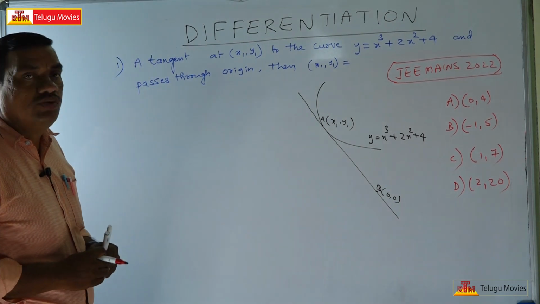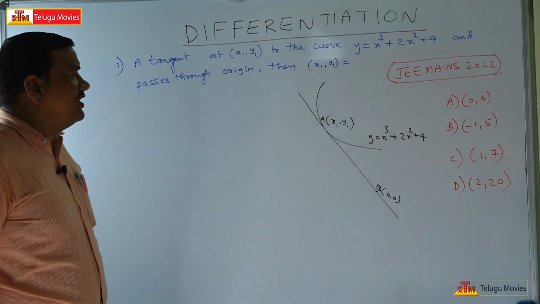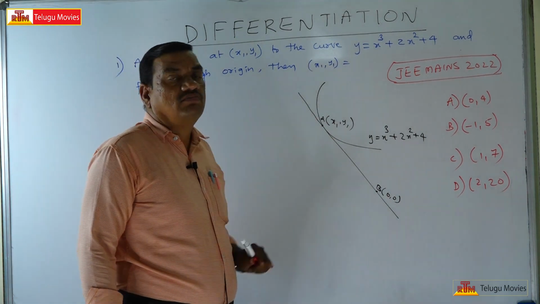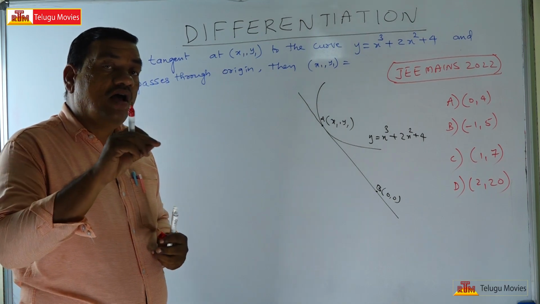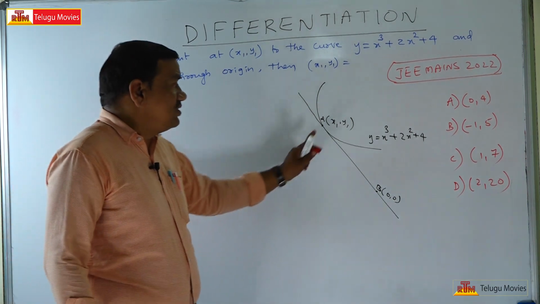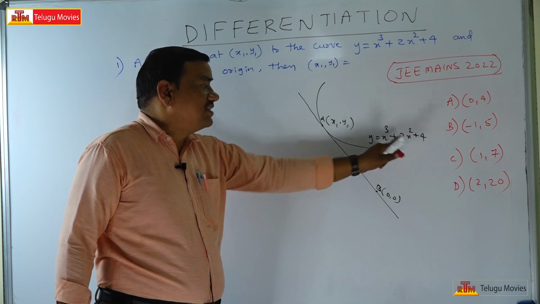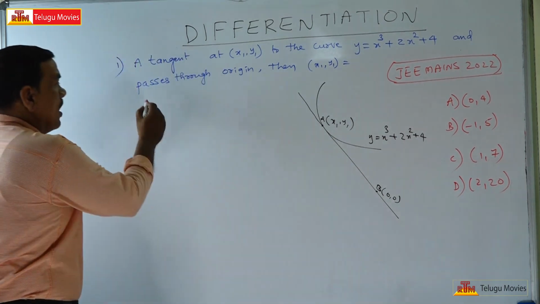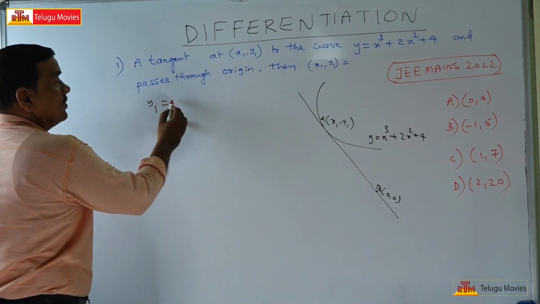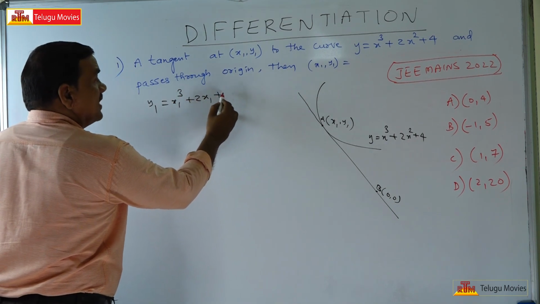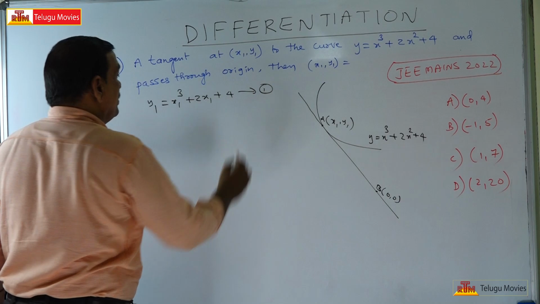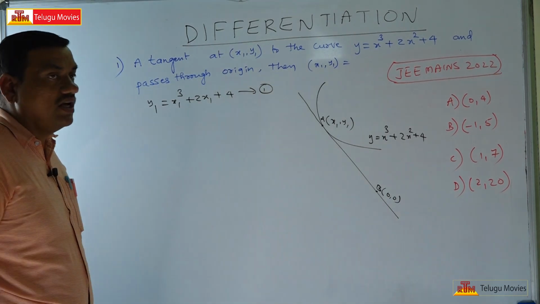Then how to tackle this problem? The first thing is we have to solve for x1 and y1. That means we want 2 equations in x1 y1. The first one is that x1 y1 lies on the curve. Therefore we have y1 is equal to x1 cube plus 2x1 square plus 4, that is equation 1.